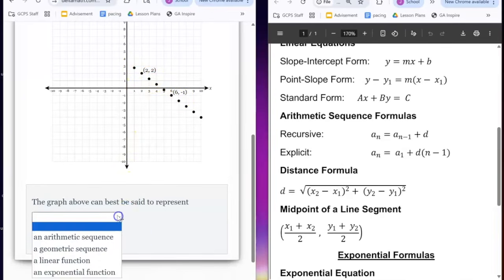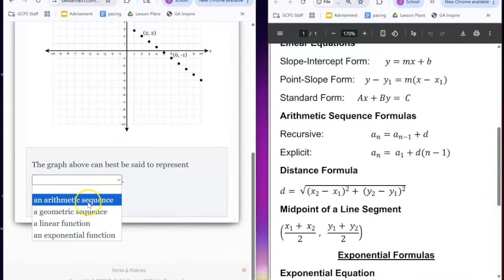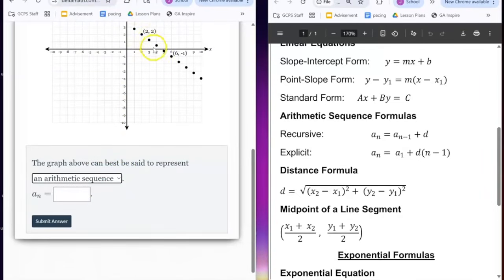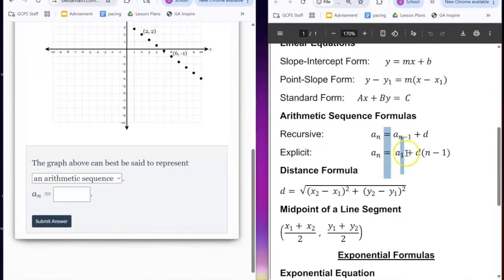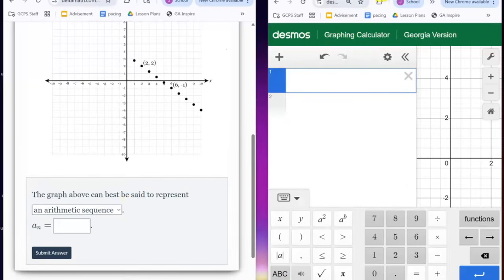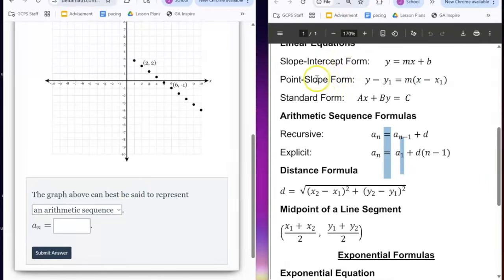So this graph above is best said to be a sequence, because sequences are discrete, and a sequence goes 1, 2, 3, 4, whereas a linear function is going to have a connected line, depending on the context. All right, since it's a sequence, let's write the explicit formula. The formula says the first term, and if you don't know what I'm talking about, please go back to the examples I wrote down for writing an explicit formula for a sequence. A1 is the first term. So what is the first term? When x is 1, y is, I don't know.